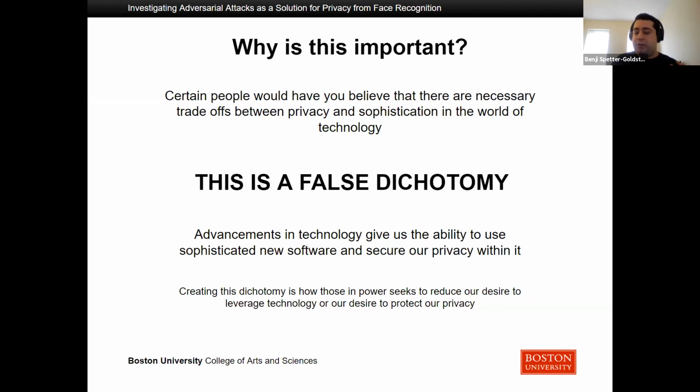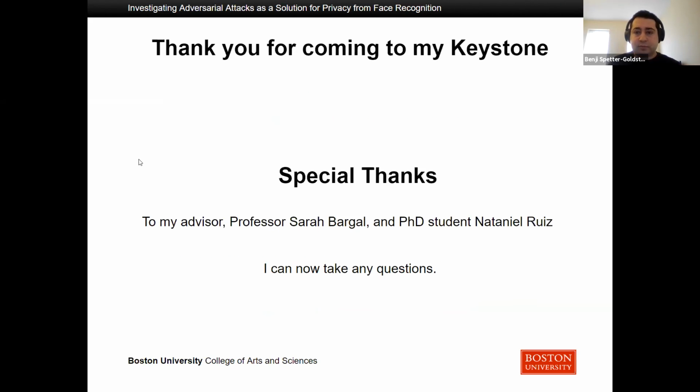We really can develop technology that not only helps give us these advancements in our sophistication, but also is really able to protect our privacy in addition to that.